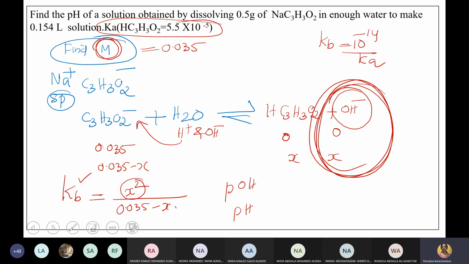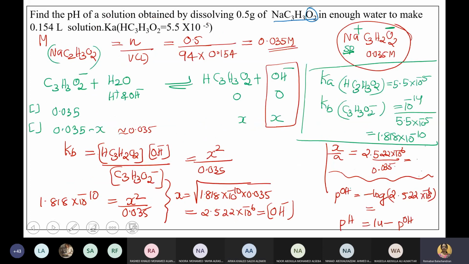Okay, so it's done clearly on this slide. See, first step, molarity is there. Then we wrote the equation. So you found KB, and then find the value of x. X is OH minus, and pOH is there. pH is there. Okay, got it? Did you understand? Yes, doctor.